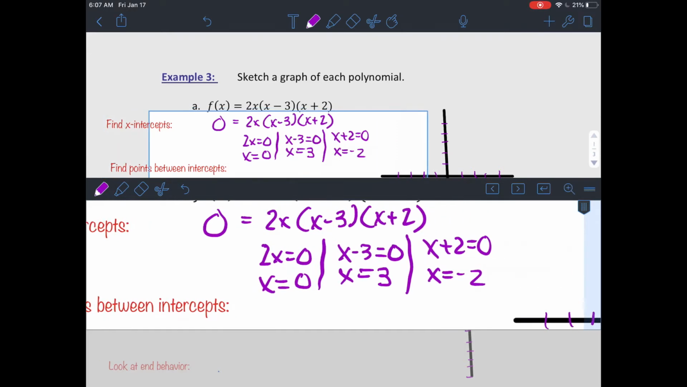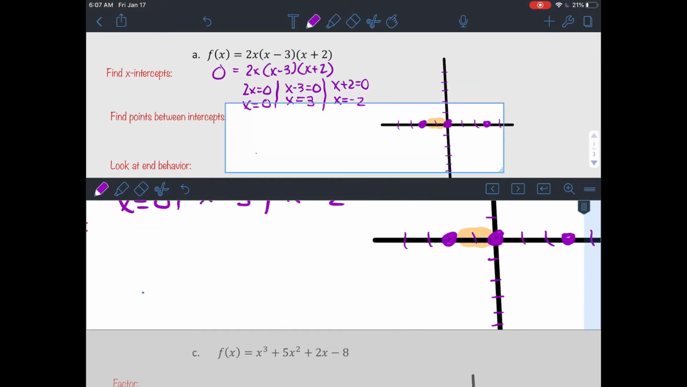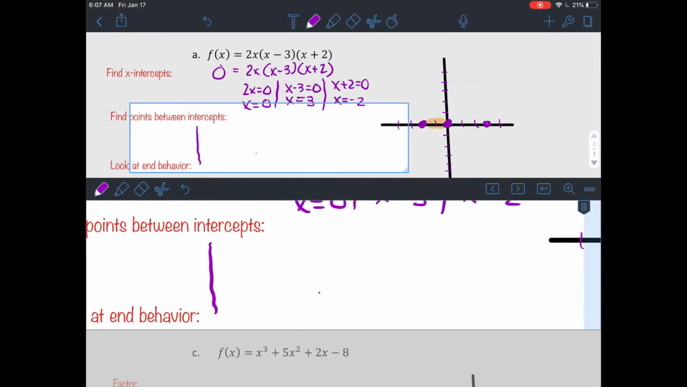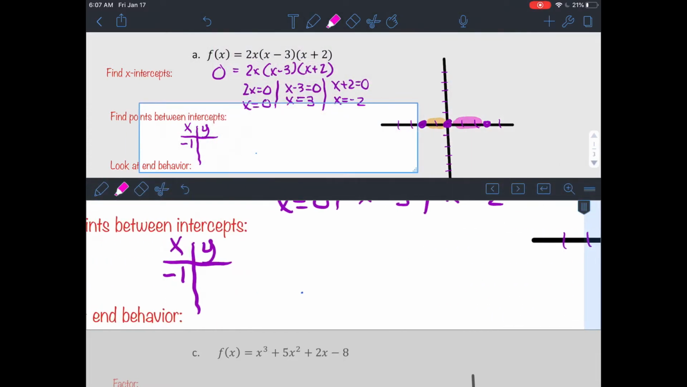So if you set this one equal to 0, you get 3 x-intercepts: 0, 3, and -2. So I'm going to plot them. Now I need some points in between those x-intercepts because I don't know what my graph looks like until I have more points. So pick an x value in between each of those x-intercepts. In that first section, I'm going to pick -1. In that second section, I'm going to go with +1.